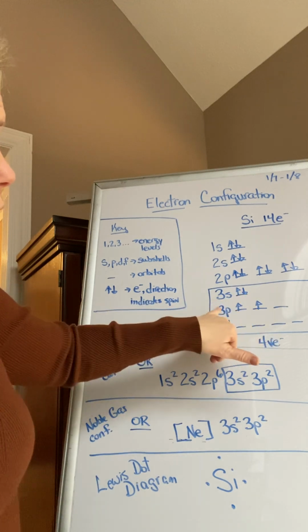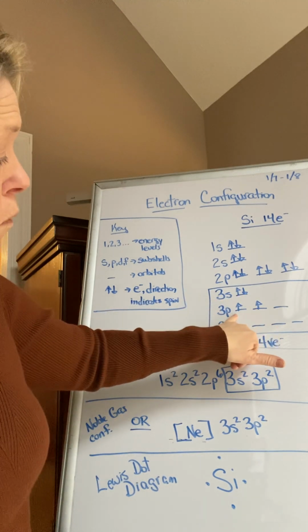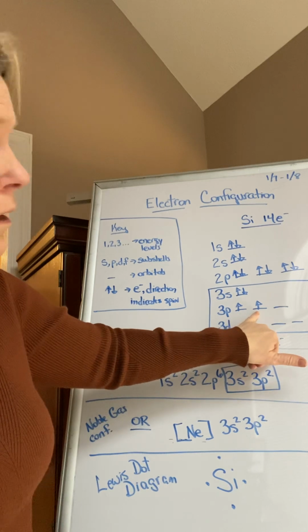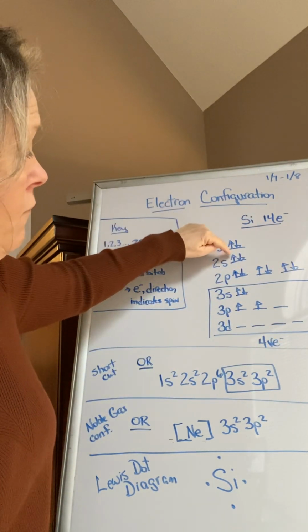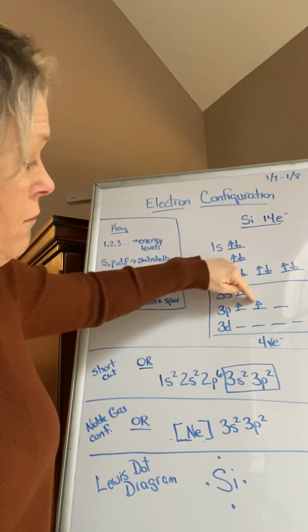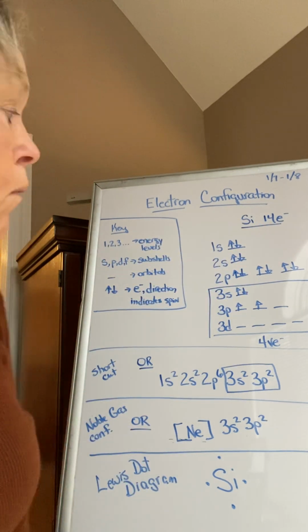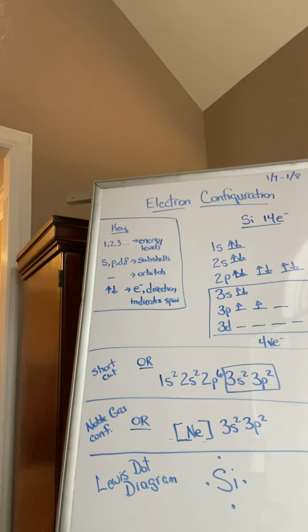3S will have 2, and then 3P will have 1 in PX and 1 electron in PY. We have 14 electrons. We've got 2, 4, 6, 8, 10, 12, 13, 14. We've showed where all the electrons are in relation to the nucleus.